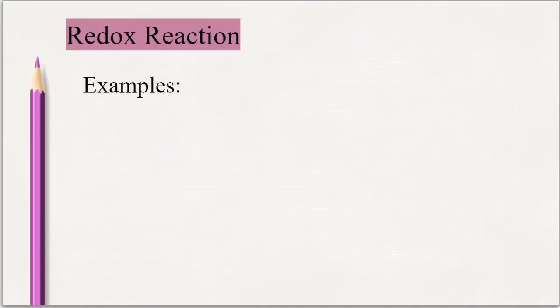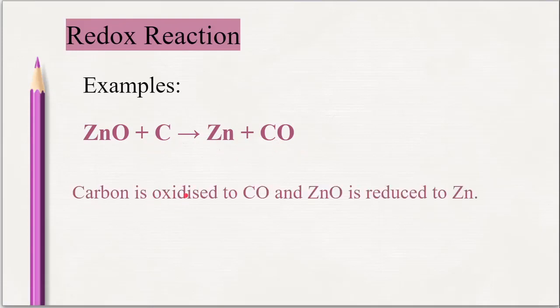Now let us consider some more examples of redox reaction, which is zinc oxide plus carbon. It gives zinc plus carbon monoxide. It means symbolically we can say that ZnO plus C gives Zn plus CO. Carbon is oxidized to CO and ZnO is reduced to Zn. So here you can see in the reactant there is only carbon, and in the product the oxygen is added. So in the carbon, the oxygen is added from reactant to product.